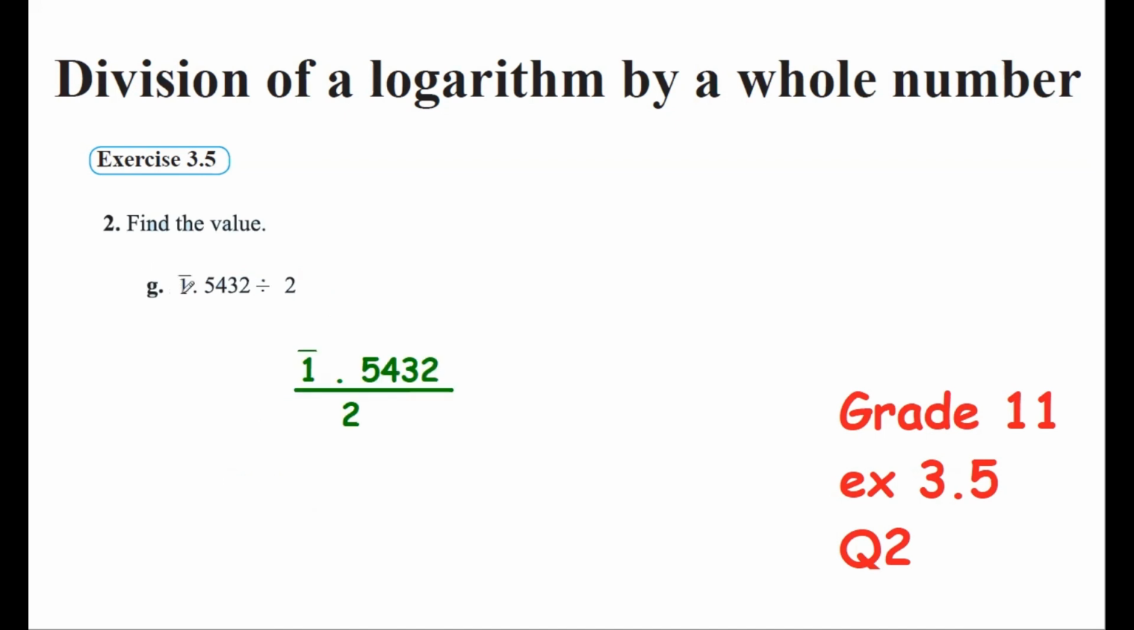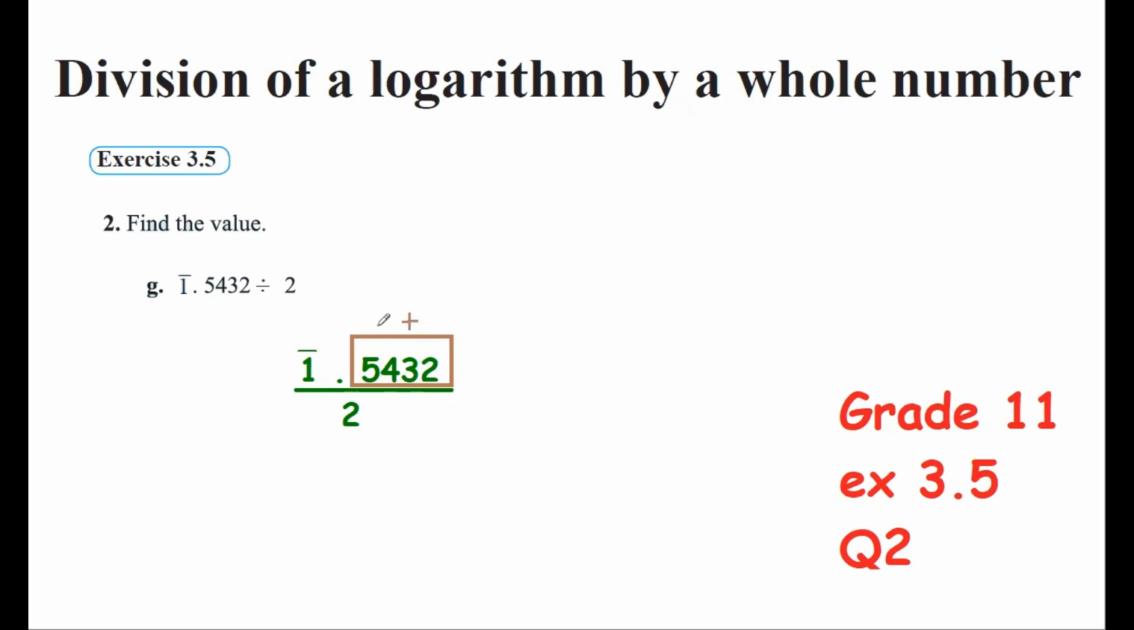Part G, bar 1.5432 divided by 2. So this question is different from the previous questions. Why is that? Because this bar value is not a multiple of 2, so you can't divide at once. So you have to first identify the positive and negative sections. In this one, you can see this section is the positive section, and the other part is the negative section.